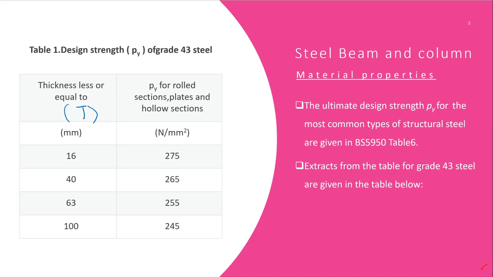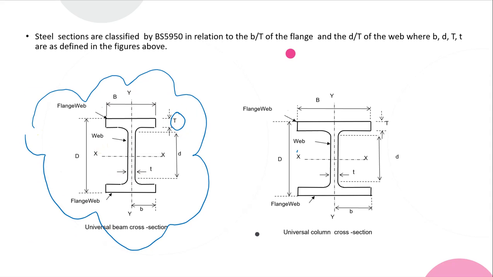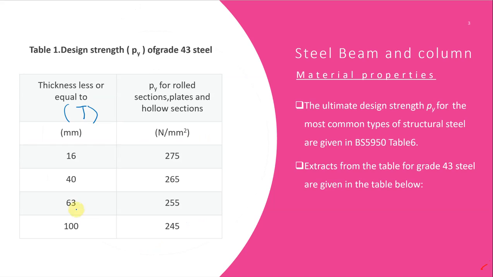So T ni yang mana? T ni, okay, you refer to this gambar. So you nampak T tu kat mana? Ini T. Okay, depends on this T. If let's say this T, okay, T besar ni is less than or equal to 16, the PY should be 275. If T ni bigger than 17, okay, kalau kat sini 17 sampai 40, dia adalah 265.